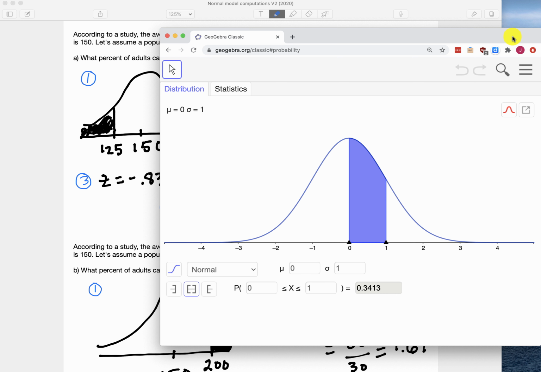In this video, I'll show you how to use GeoGebra to answer probability questions using the normal distribution. We'll focus on the left tail probability. So first, let's go to the website geogebra.org/classic#probability. We're going to be on the distribution tab, and you want to make sure that the distribution is normal. We'll figure out the other boxes later.